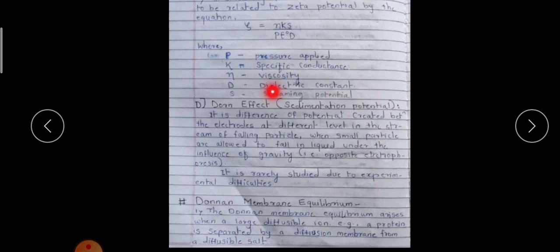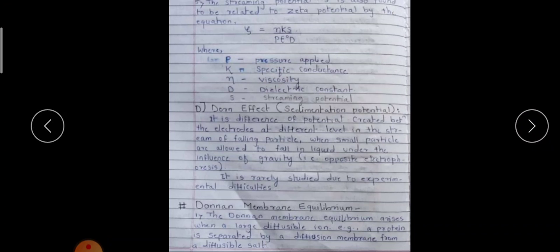Today we are going to discuss the next part of this unit. In the last lecture, we talked about electrophoresis, electroosmosis, streaming potential, and the sedimentation potential. Now we are going to discuss a new concept, that is the Donnan membrane equilibrium. What is the Donnan membrane equilibrium and how it arises, that we have to discuss in detail in this particular topic.